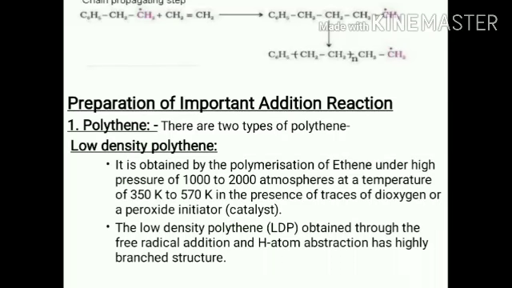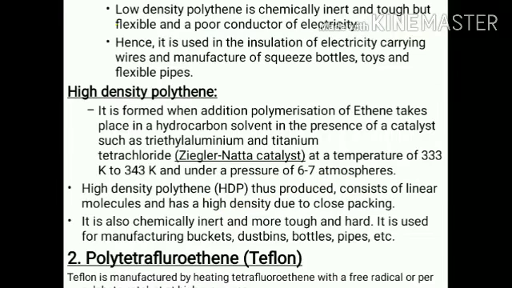What are the properties of low density polythene? Low density polythene is chemically inert and tough, but flexible, and a poor conductor of electricity. Because its density is very low, we can say it is highly flexible. Hence it is used in the insulation of electricity carrying conductors.